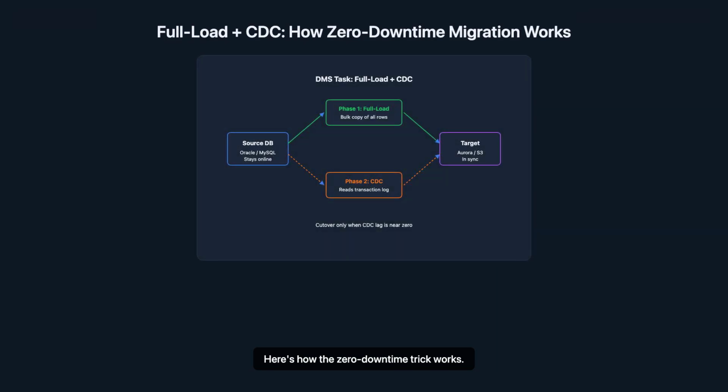Here's how the zero downtime trick works. You point DMS at your source database, which stays online and serving traffic the entire time. Phase 1 is the full load. DMS does a bulk copy of every existing row into the target. While that's running, transactions are still happening on the source, so phase 2 kicks in. CDC reads the transaction log and streams every insert, update, and delete to the target, keeping it in sync. When the lag drops to near zero, you flip the application over to the new target and you're done. The source never went down.